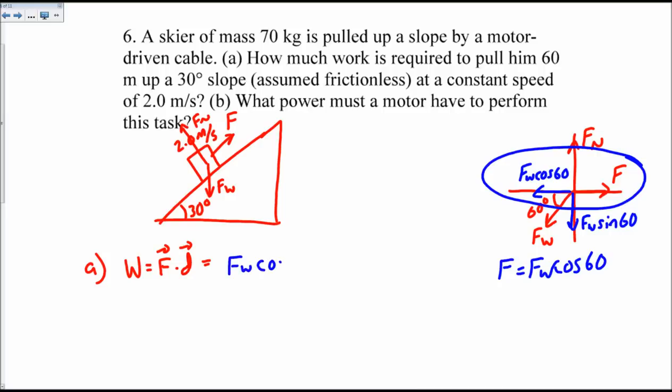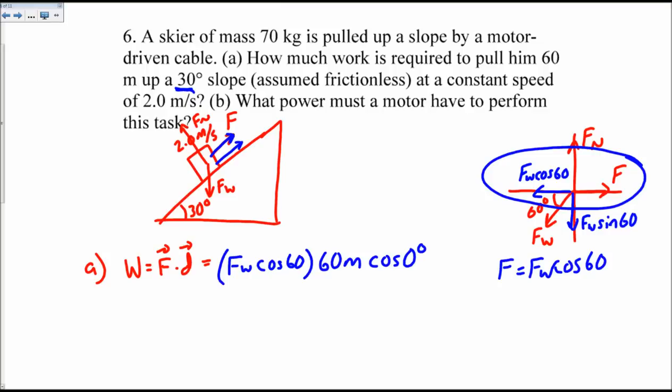Fw cosine of 60, all right, times the displacement, which is 60 meters, times the cosine of the angle between the force and the displacement. Now my force is in this direction, and my displacement is also in that direction, so that cosine is 0 degrees. You have to be careful about this, that you make sure that your angles are all right, because you have this 30 degrees and you might be inclined to use that, but you really need to think more about, well, what is this angle telling me? Really, I want to know the angle between the force and the displacement.